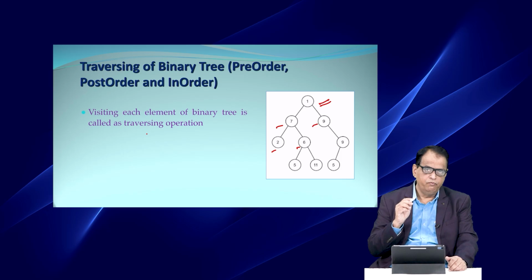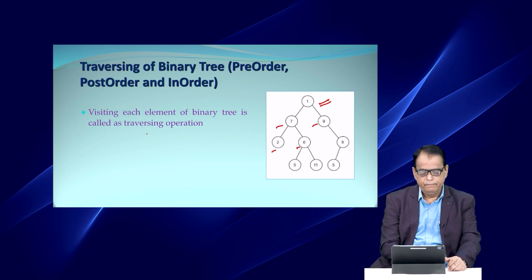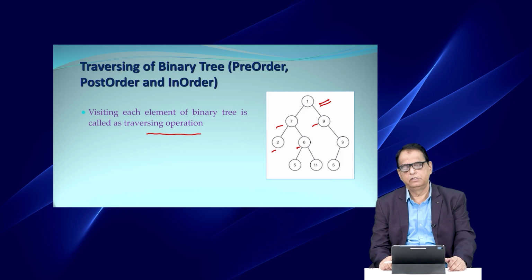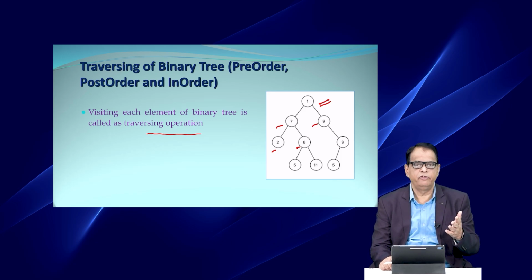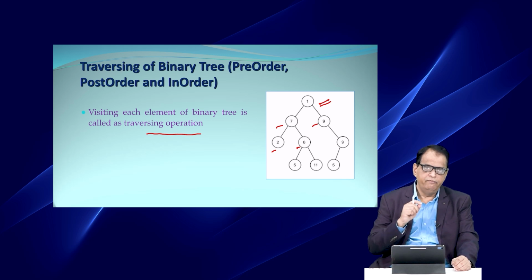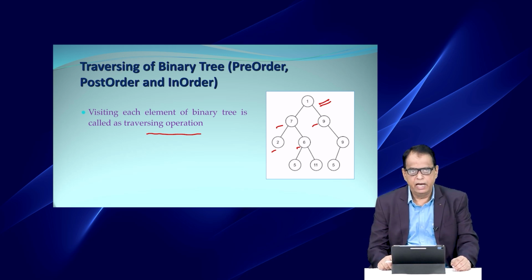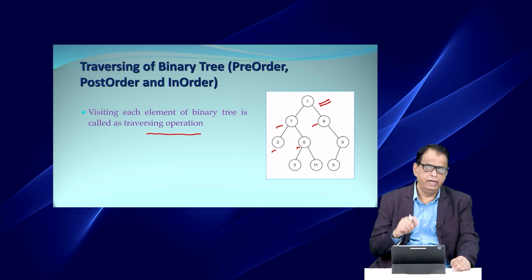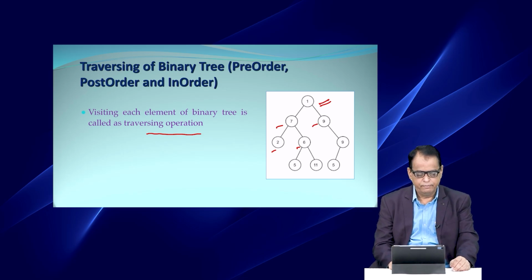And whenever we want to visit each and every element of the tree, then visiting or processing of each and every element of the binary tree, that is being called as a traversing operation. Like we have seen traversing operation in arrays or in queue, where we visit each and every element of that data structure, in the same way in the tree also, we can make an access to each and every element of the tree, and that is to be called as a traversing operation.